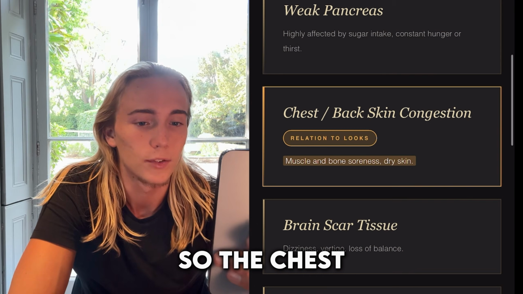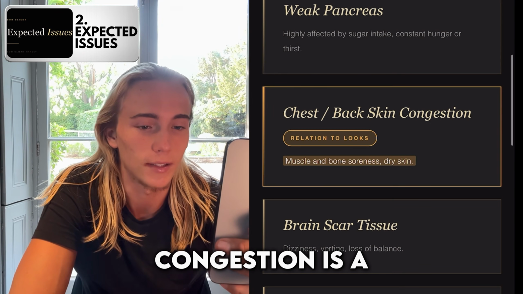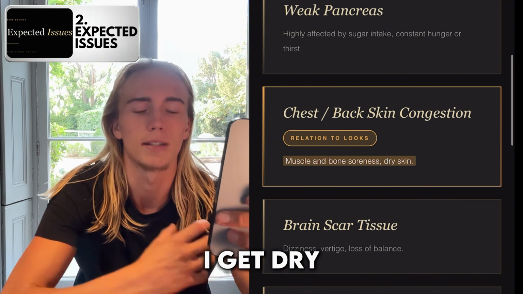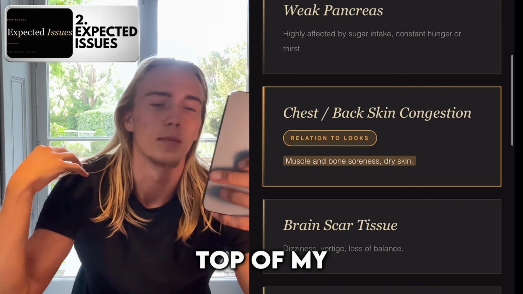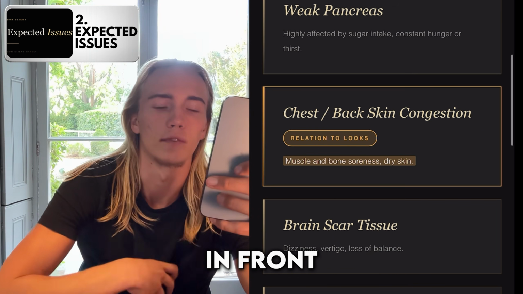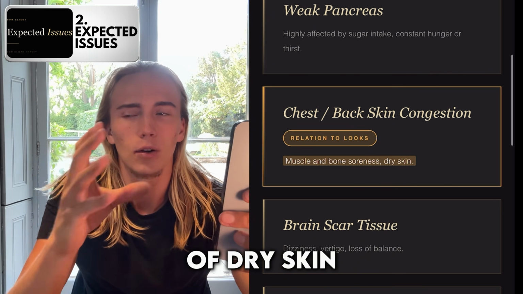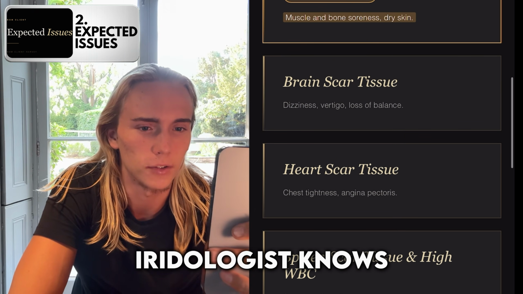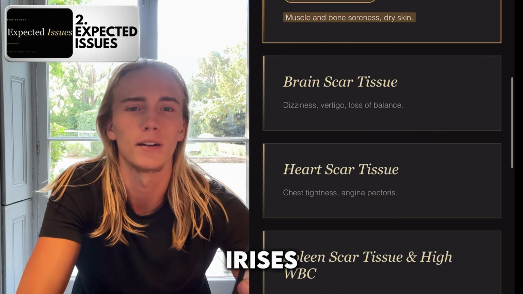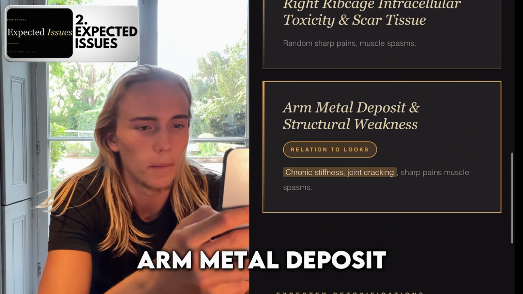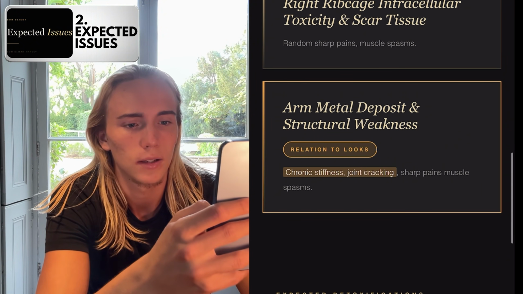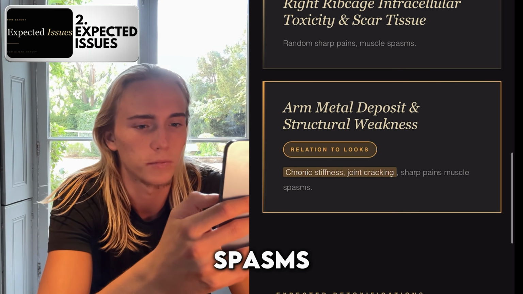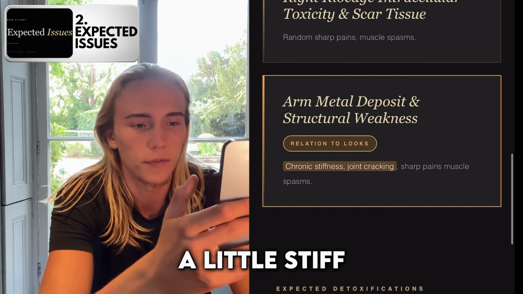But let's continue. So the chest and back skin congestion is a big one. Muscle and bone soreness, dry skin. Yeah, so the dry skin, I get dry skin sometimes along the top of my shoulders and back, and a bit of my chest and front. And it's just like white splotches of dry skin. It's weird to explain, but that's pretty crazy how this iridologist knows just through my irises. That's pretty mental. Arm metal deposit and structural weakness, relation to looks, chronic stiffness, joint cracking, sharp pains and muscle spasms. I mean, maybe a little stiff, I could say.